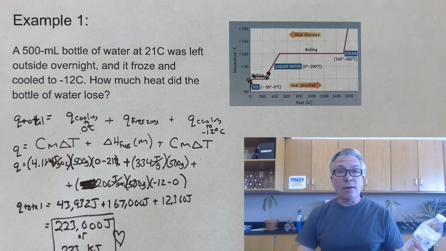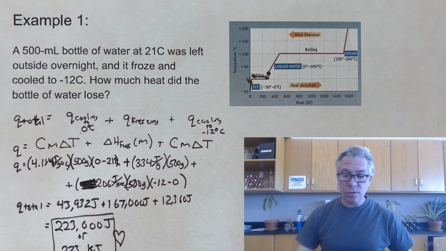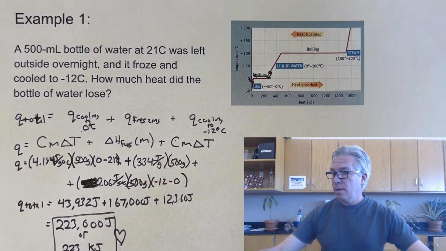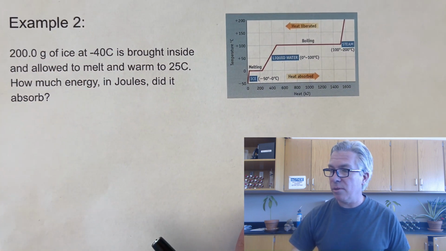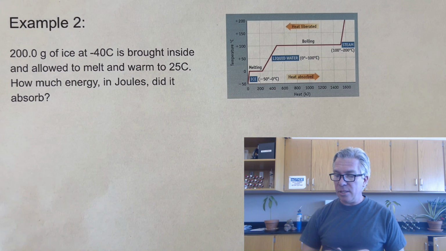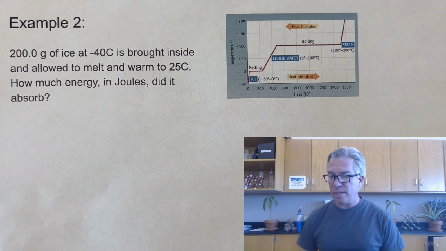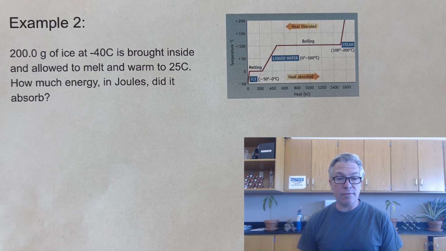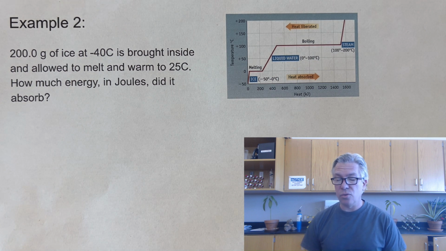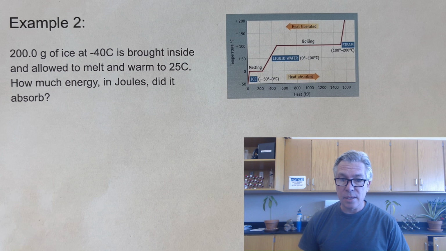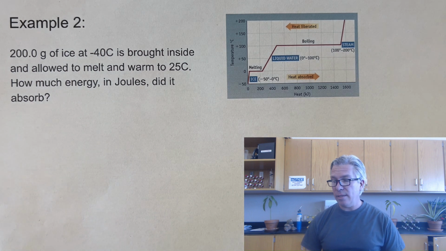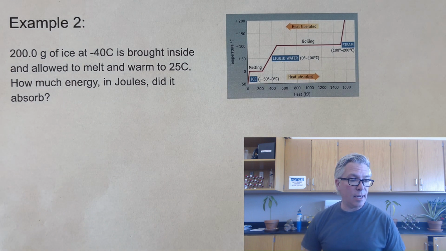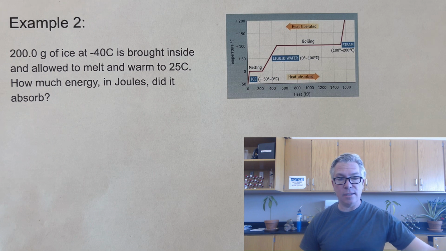Okay? Now, it's your turn. I have one prepared for you to try, if you feel so led. It's a related example, except we're going the other way. What if I take 200 grams of ice at minus 40 degrees and I bring it inside and allow it to melt and warm to 25 degrees Celsius? How much energy in joules would it absorb? Take a moment, if you feel so led, to calculate this, and pause the video and come back and see the solution.